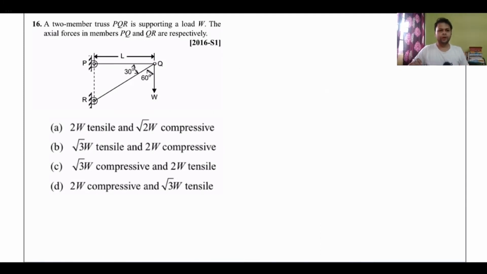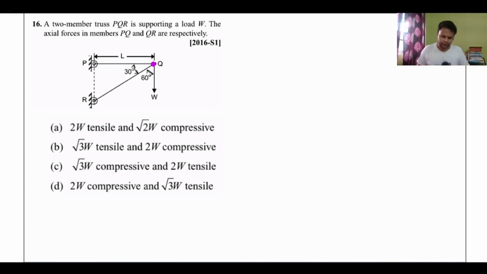Okay, so a two-member truss PQR is supporting a load W. The axial forces in the members PQ and QR are respectively... the options are given. If you try to analyze, we will have to proceed with the method of joints. This is a question from truss. If you proceed with the method of joints and consider the equilibrium of point Q, you will be able to solve it. There are three different methods, and I prefer Lami's theorem because the answer will come out in a matter of one line.